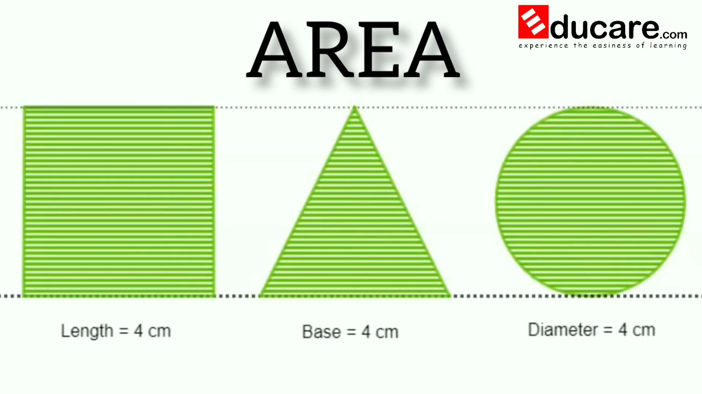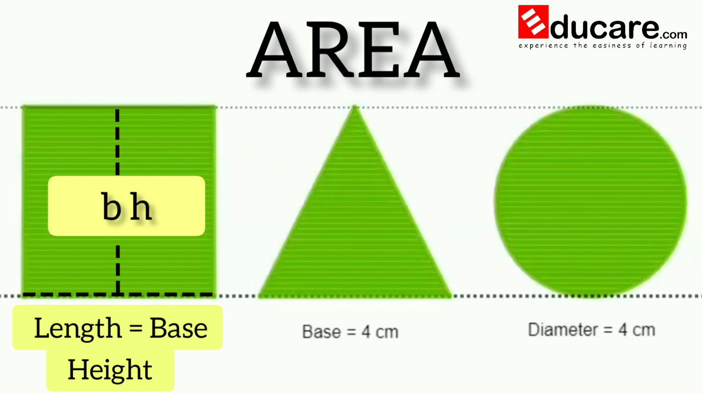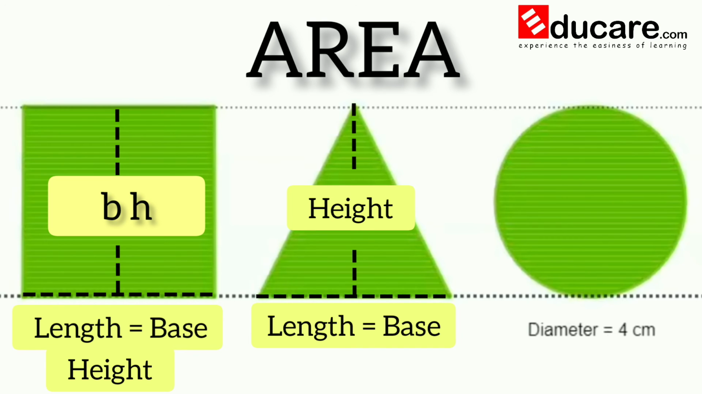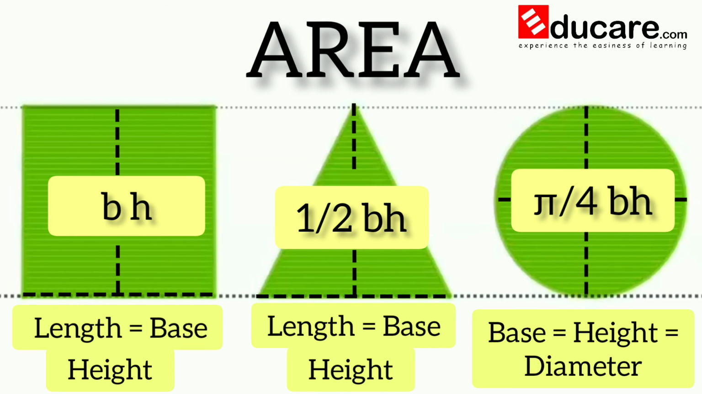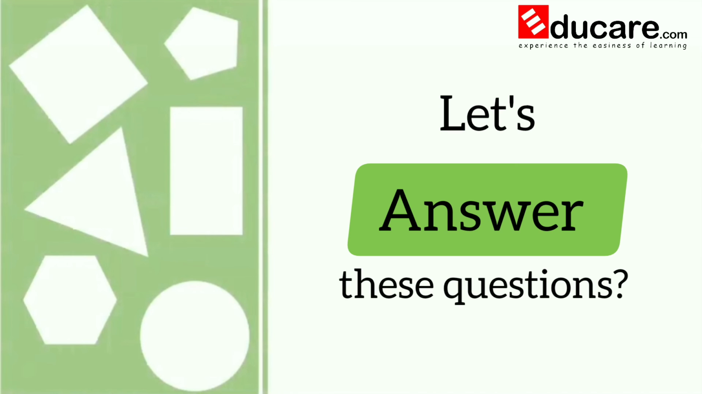Now, let's compare the areas. For rectangles, area is BH, where B is the base and H is the height. For triangles, area is half BH. For circles, area is pi by 4 BH, equal to pi by 4 d squared, where B and H are the diameter.